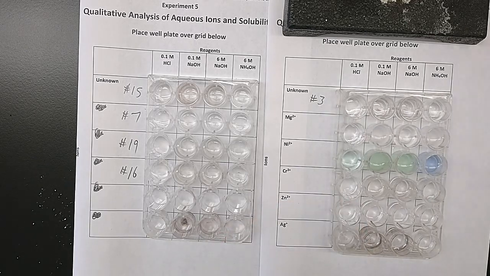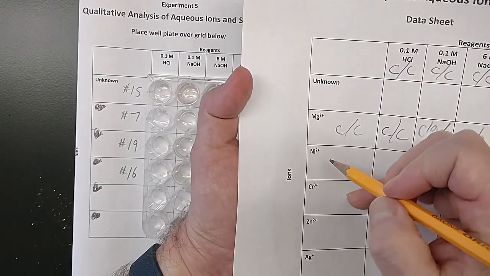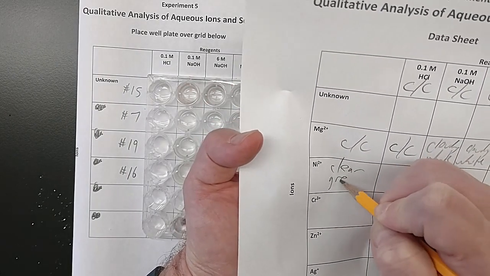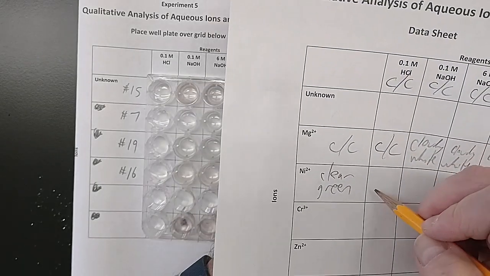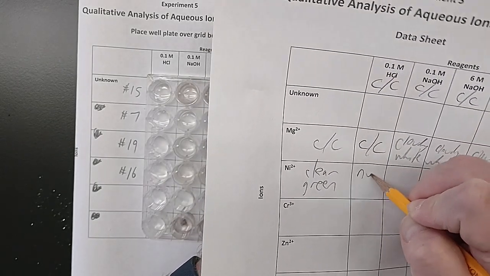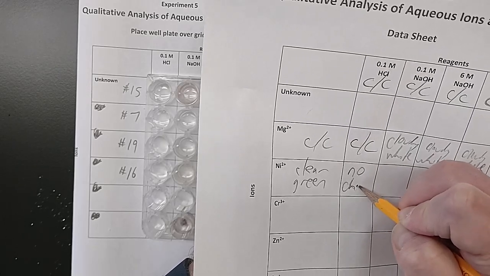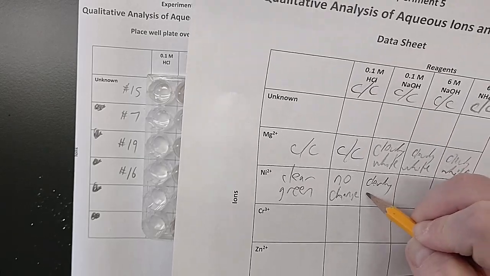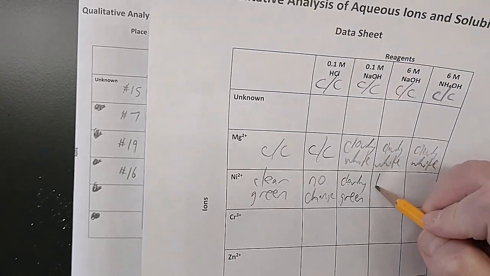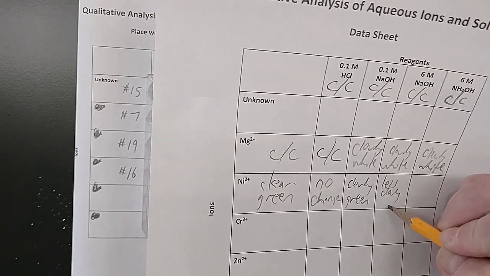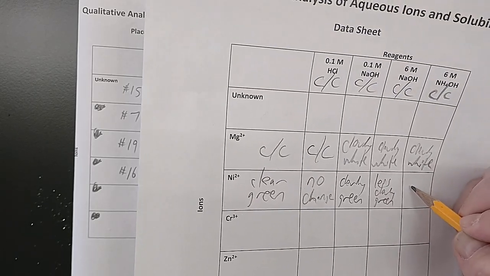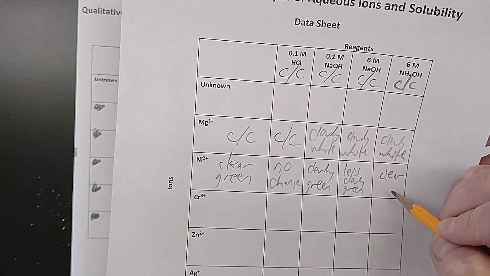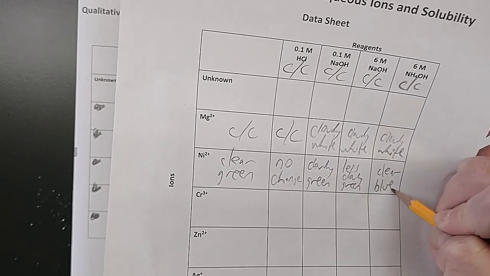So that's what we record, right? Without anything in there, this was clear, but green, I'm going to call it. You call it whatever color you want to call it. This was no change. Still clear and green. This one was cloudy and green. This one was less cloudy and green. And this one was clear or transparent, your choice of verbiage, but blue.